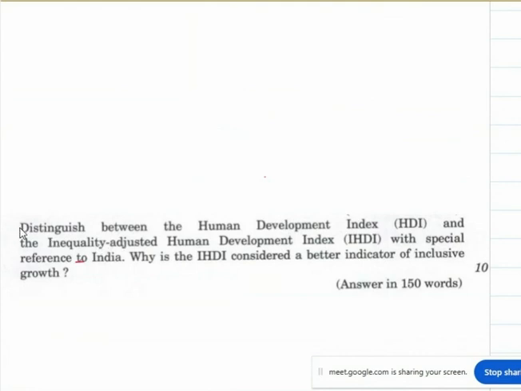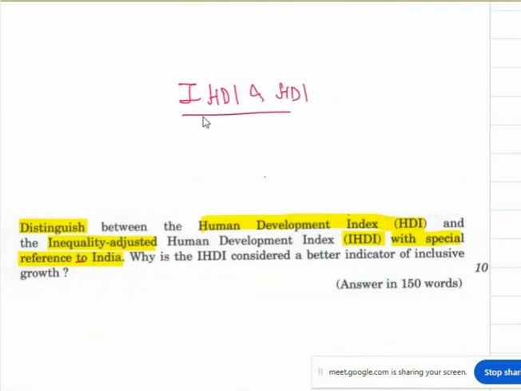The question is that we have to distinguish between the Human Development Index, that is HDI, and the Inequality-Adjusted IHDI with special reference to India. Now, students should note it down. They should clearly understand this, that the question is not about difference between IHDI and HDI in general. All right, you don't have to distinguish between IHDI and HDI.